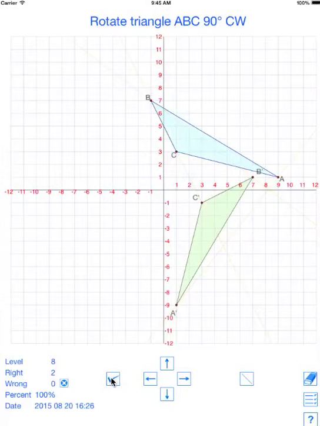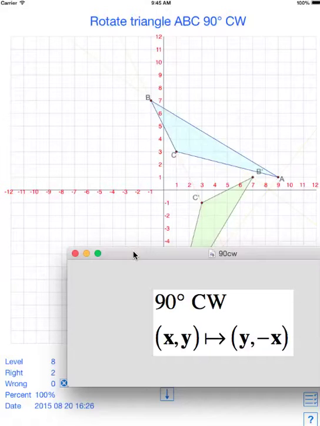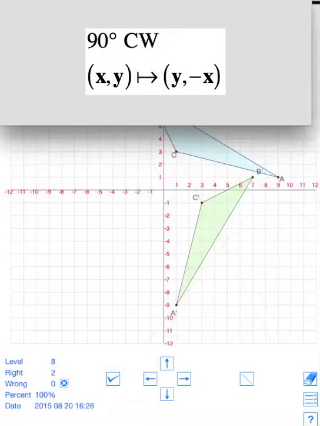Okay, you can also use your mapping notation. You can say that your A is positive 9, positive 1, and so it's going to end up at 1, negative 9. So 1, negative 9. Okay.